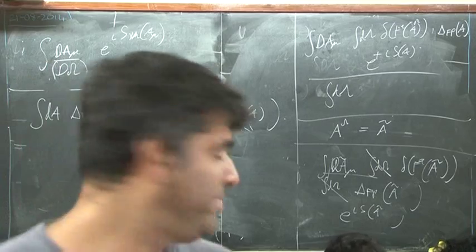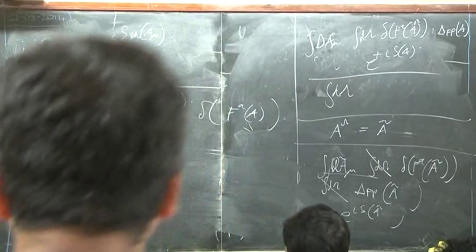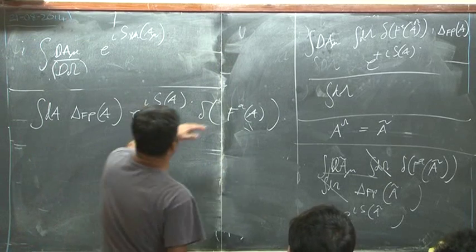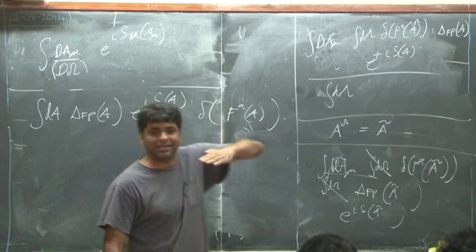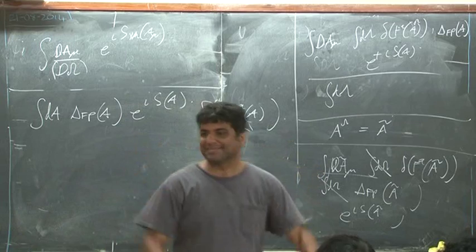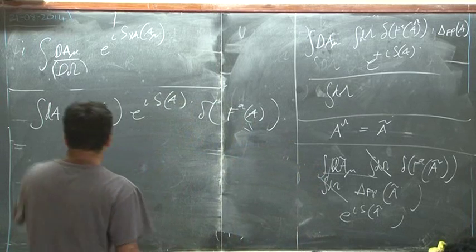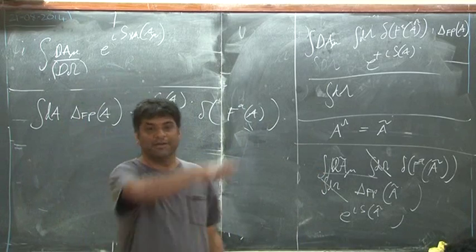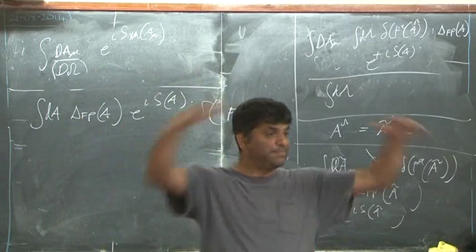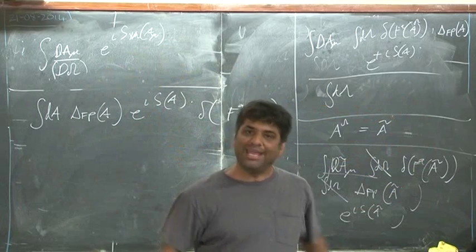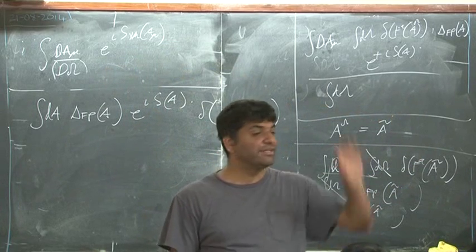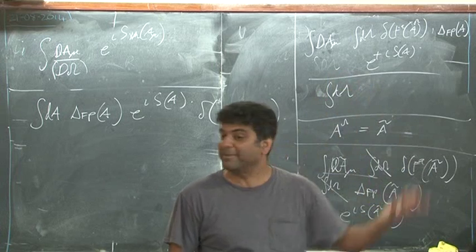So what have we achieved? We have achieved what we set out to do. This delta function will ensure that we only integrate over the slices. And this Faddeev-Popov determinant, whatever it is, accounts for the volume of field space contained in one gauge orbit. That changes as a function. This is the analog of the R and VR.